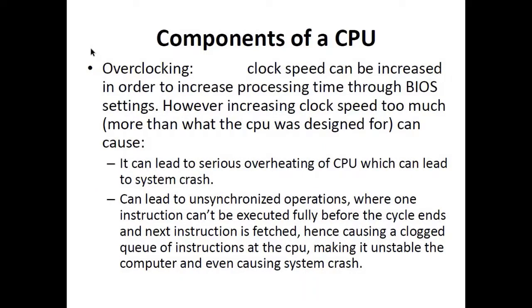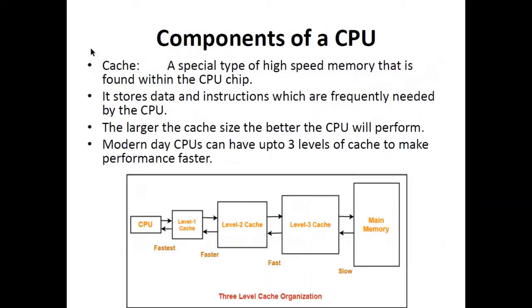Overclocking. Clock speed can be increased in order to increase processing speed through the BIOS, basic input output system. However, increasing clock speed too much, more than what the CPU was designed for, can cause overheating of the CPU, which can cause system crash. It can lead to unsynchronized operations where one instruction can't be executed before the cycle ends and the next instruction is fetched, hence causing a clogged queue of instructions at the CPU, making it unstable, which can cause system crash or hardware crash.